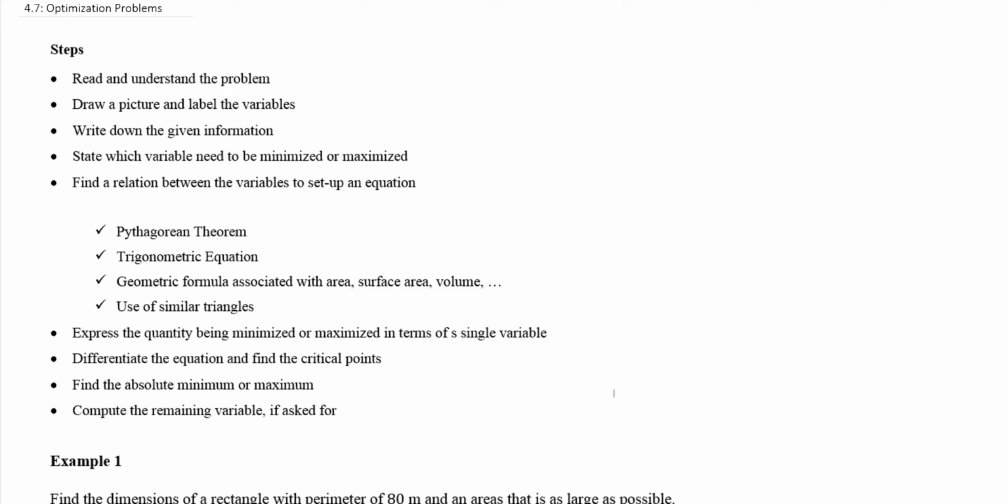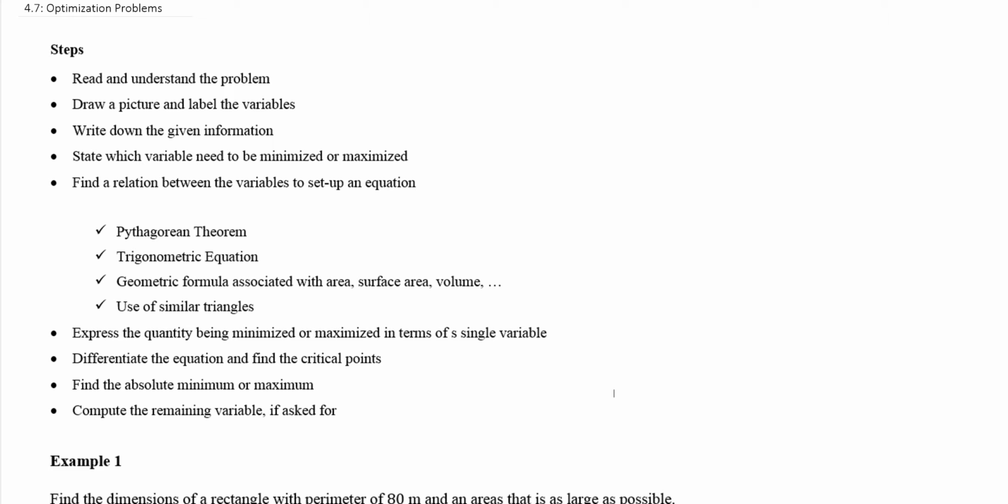Sometimes they give you area, sometimes they give you parameters, side length, sometimes they give you a relation between two things within the problem. Write it down so you know in front of you what is given and what is missing. State which variable or variables need to be minimized or maximized. That's what optimization is about, minimizing or maximizing. Then find the relation between the variables, so you can set up an equation.